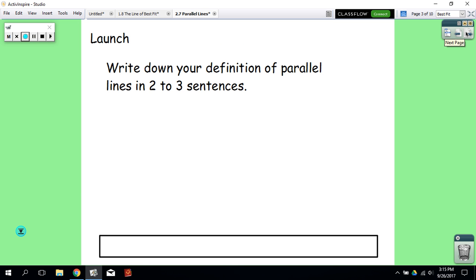All right, take a couple of seconds, pause if you need to. There's a note sheet for today, so if you want to grab your note sheet right now, that would be a good idea too. Write down what your definition of parallel lines is in 2 to 3 sentences.